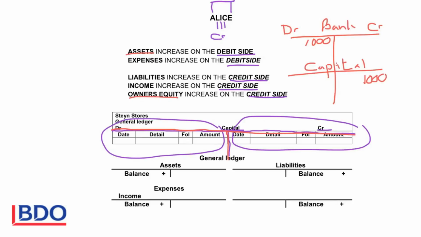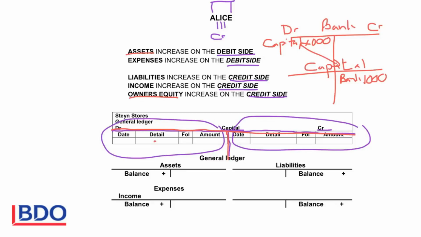The word that I write in this details column here is the name of my double entry. So in my bank account, I will write the word capital to indicate that this double entry will be recorded in the capital account. And in the capital account, you will write the word bank to indicate that this double entry appears in the bank account on the debit side.